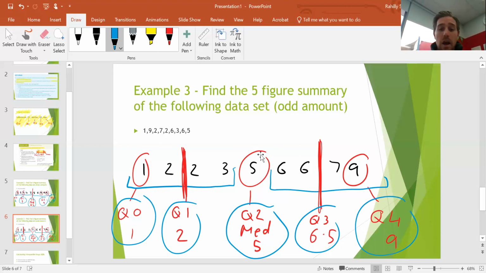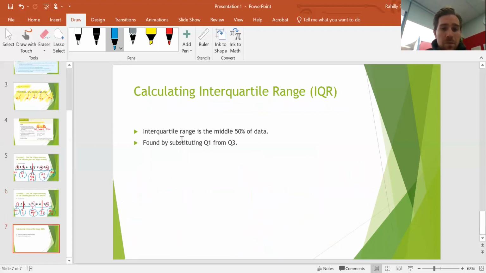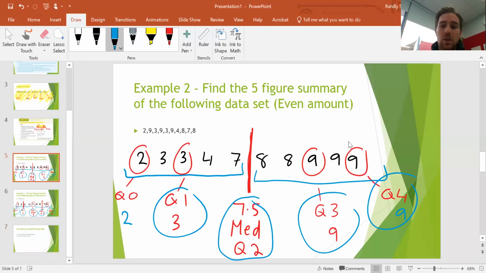The last thing we want to touch on is our interquartile range. Our interquartile range is the middle 50% of the data. To find that, all you're going to do is subtract your Q1 from your Q3. So our interquartile range for that first example, IQR equals 9 minus 3 equals 6. So our interquartile range for that one is 6.